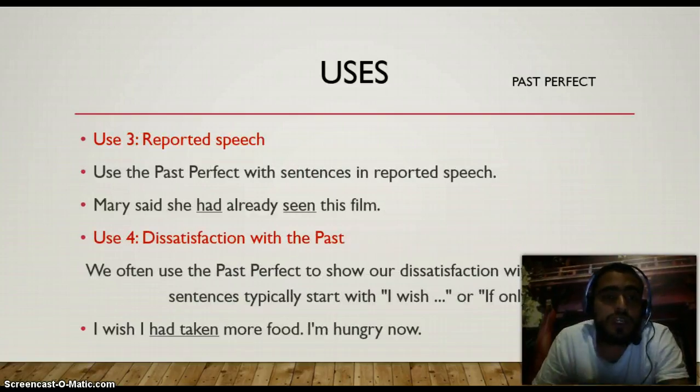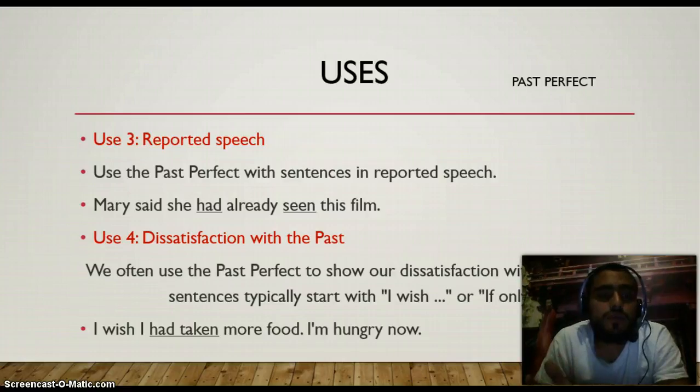So use three is reported speech. We have the example: Mary said she had already seen this film. We have a signal word there.